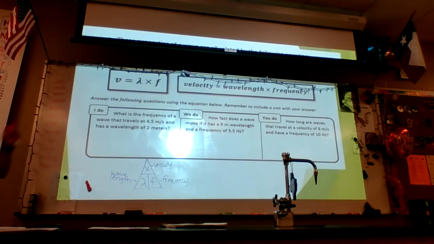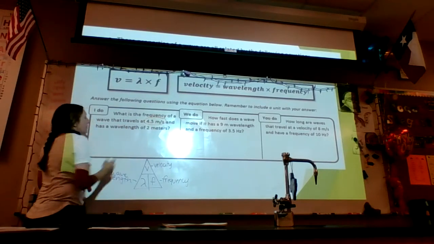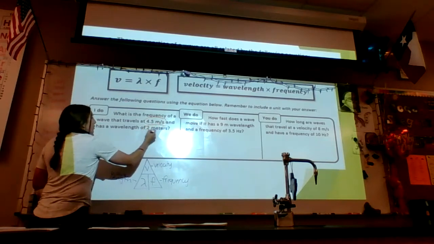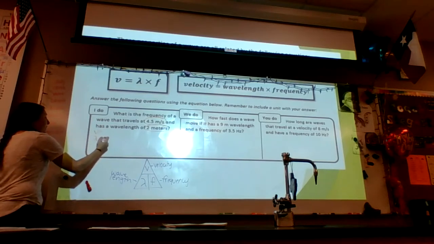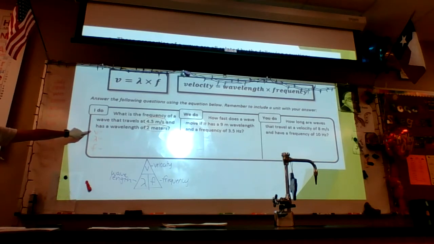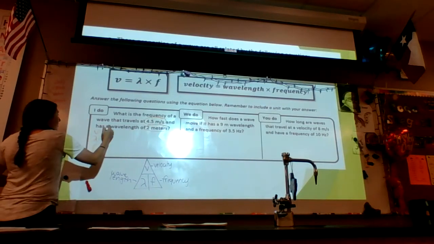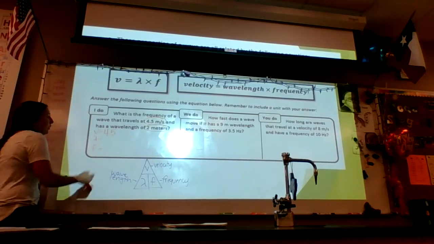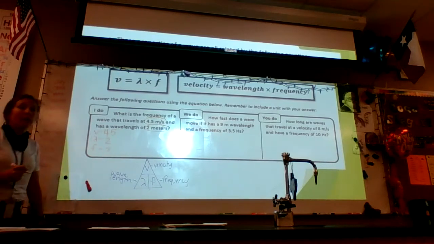Let's work these 3 examples and then we are going to be done for the day. What is the frequency of a wave that travels at 4.5 meters per second and has a wavelength of 2 meters? I have velocity, wavelength, and frequency. What is my velocity in this problem? 4.5, because meters per second tells me velocity. Wavelength is 2 meters. So I am looking for frequency.